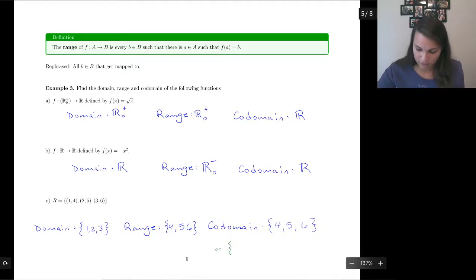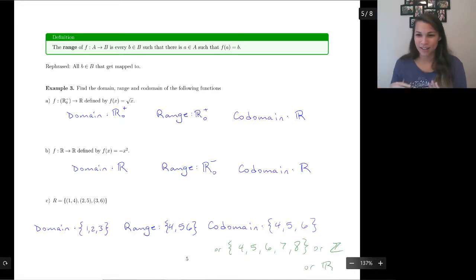So another example of a codomain that would work would be 4, 5, 6, 7, 8 maybe. Don't even have to stop there. We could say that the codomain was all of the integers, or even all of the real numbers. All of those codomains work. Okay.